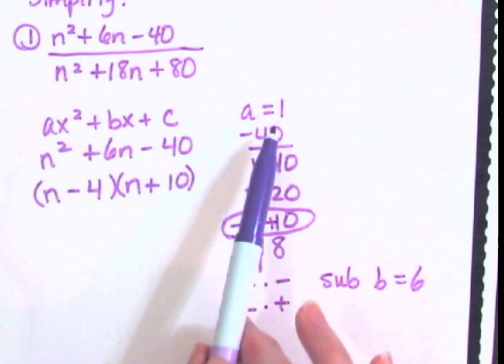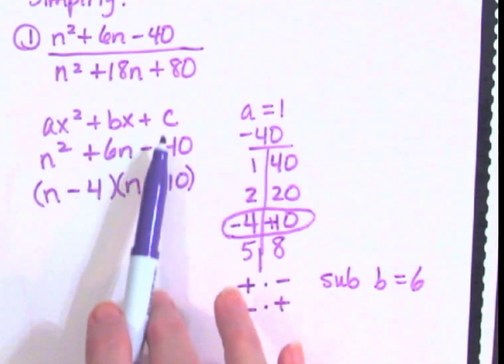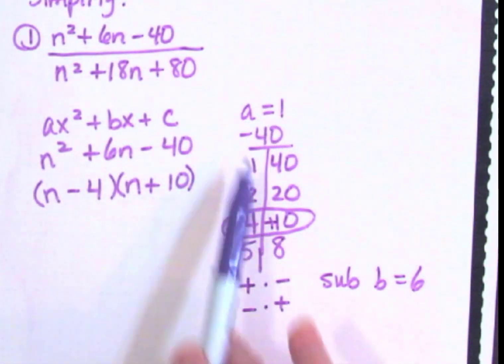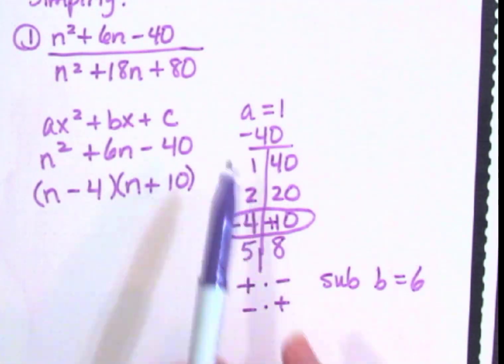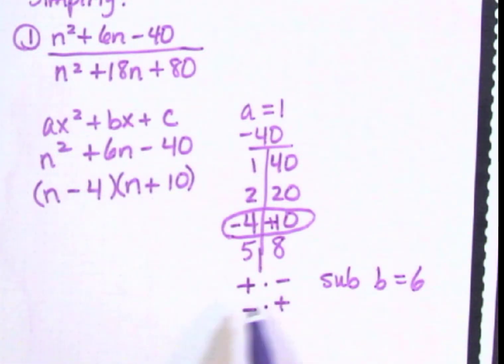But if a equals 1, you just take your c, list your factors, don't worry about the sign until you've got them all listed, and then think, how can I get a negative? Well, they would have to be different signs, but you're also going to have to end up with a sum of 6. So in this case, we would end up with different signs, so we're subtracting to get 6.